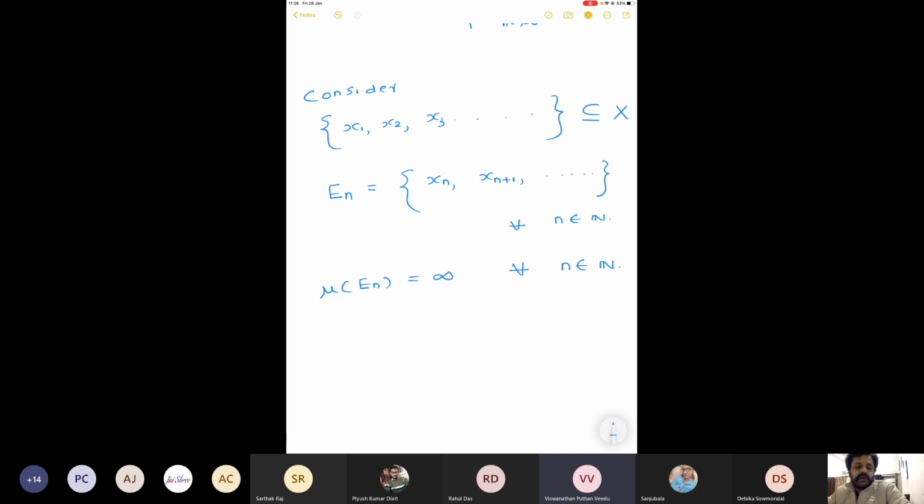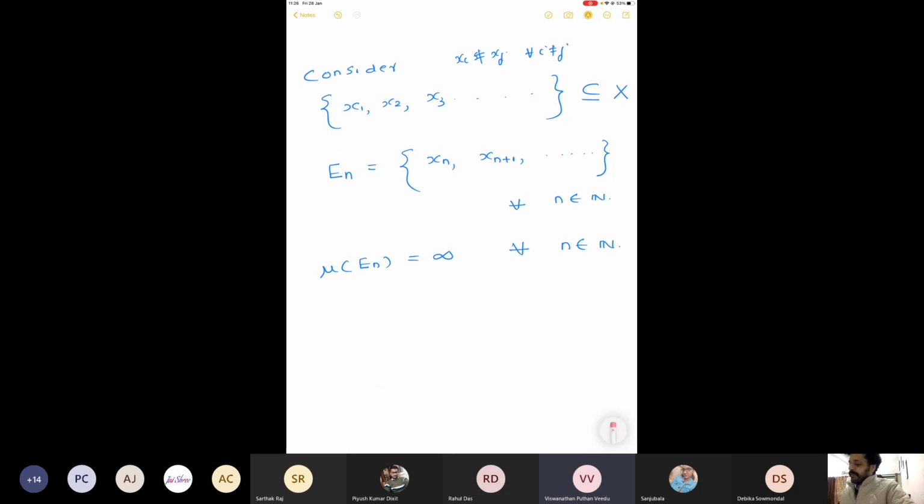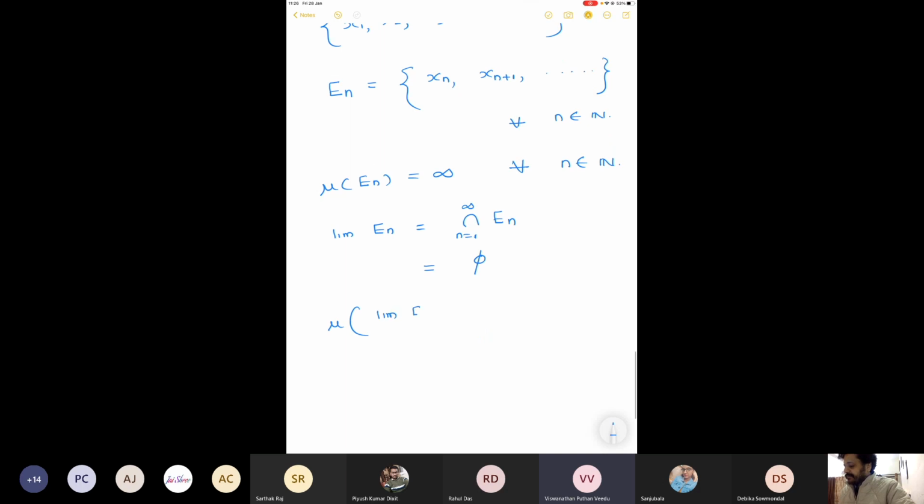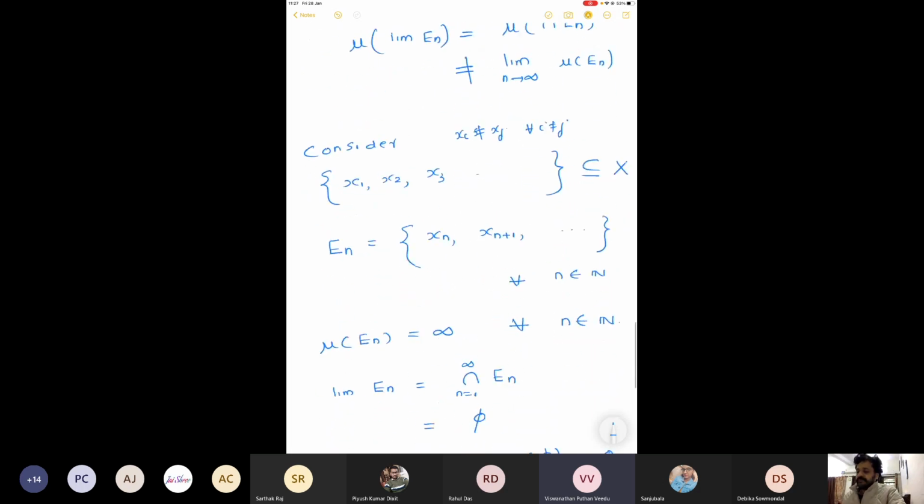The number of elements is infinity for all n. Okay, see, these xi's are such that xi is not equal to xj for every i not equal to j, that is possible. Okay, next, what is the limit of En? By definition, it is the intersection of En for a decreasing sequence. And here the intersection of En will be the null set. Am I right? Yes, sir. Therefore, mu of limit En is equal to mu of the null set. Here it is counting measure, not arbitrary measure. It is zero. So that proves the second one.